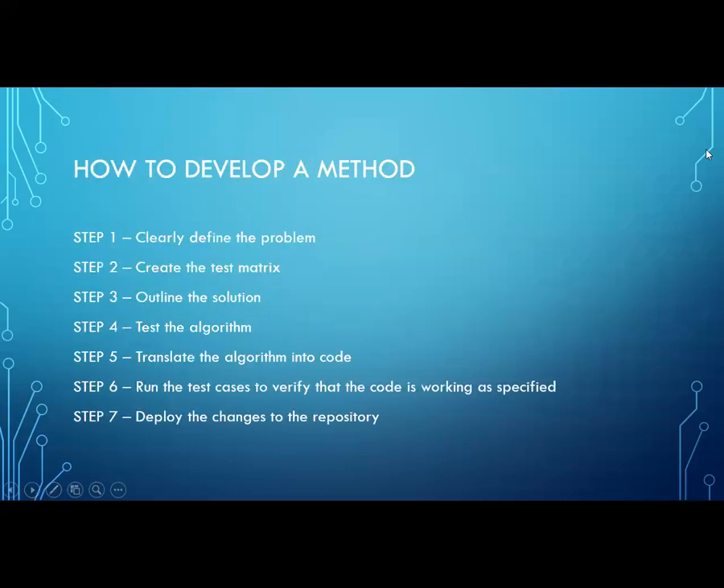All right, so there are 7 steps on how to develop a method. Step 1 is to clearly define the problem. 2, create the test matrix. 3, outline the solution. 4, test the algorithm. 5, translate the algorithm into code. 6, run the test cases to verify that the code is working as specified. Step 7, deploy the changes to the repository.